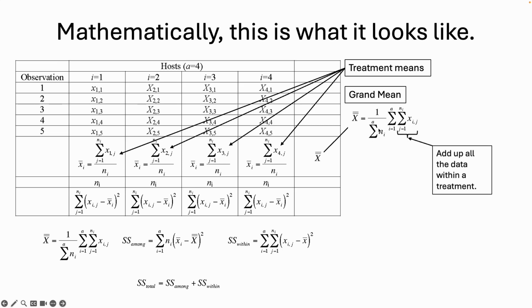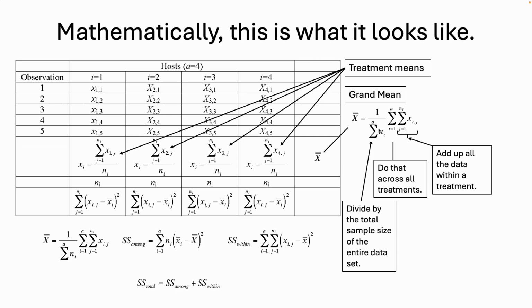So let's break it down. Add up all the data within a treatment, do that across all treatments, and then divide by the total sample size of the entire data set. That's all this equation means. So I'm going to give you little English interpretations of what the symbology means for all of the things that are in this table.